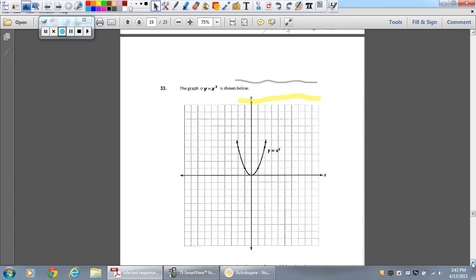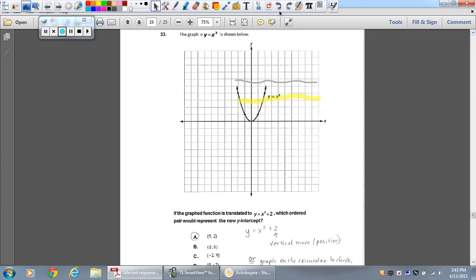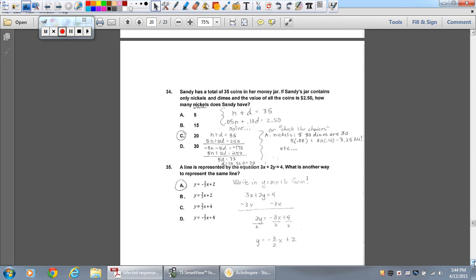Number 33, there's the graph y equals x squared. And if we translated it, what would be the new y-intercept? We see the y-intercept right now is at (0, 0). If we moved it up 2, it would be right up here, and so (0, 2). You could also graph it on your graphing calculator exactly as is and use your trace feature to see where it is.